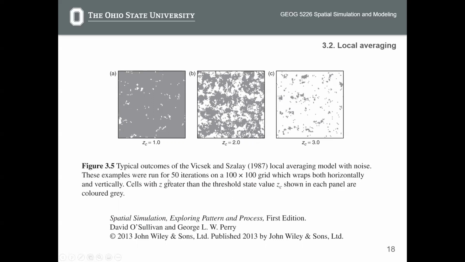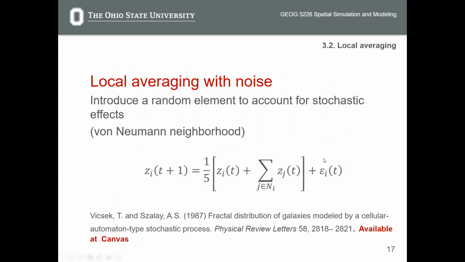These examples were run for 50 iterations on a 100 by 100 grid, which wraps both horizontally and vertically. And the cells with Z greater than the threshold state value ZC shown in each panel are colored gray. Because of this noise, it's almost impossible to predict the value of each cell after the next tick, because there is always a randomness here.